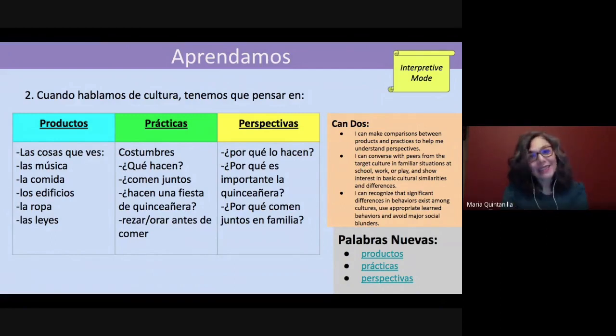And then the practices. What do people do? What do they eat together? Do they throw a party? How do they celebrate traditions? Do they pray or give thanks before they eat, right?